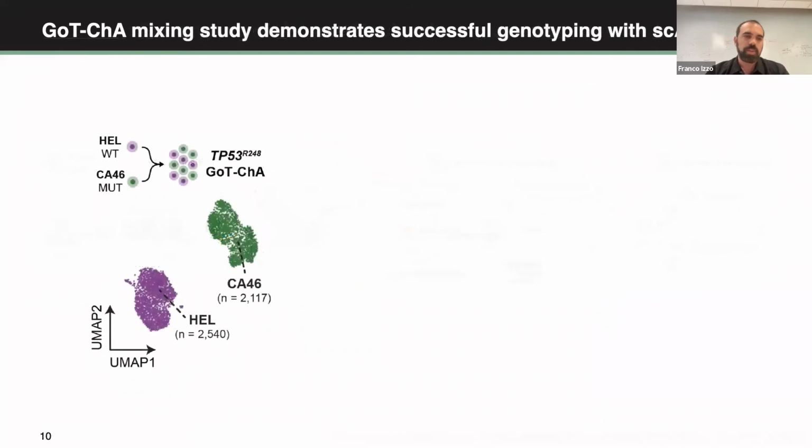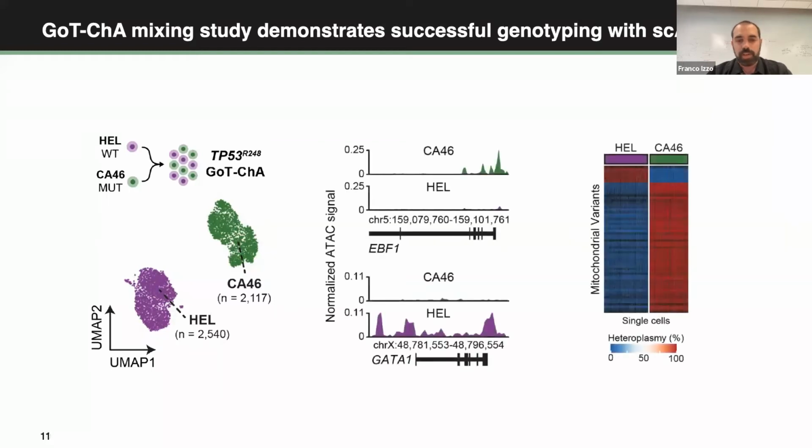So how did we assess the efficiency of this new method? Basically, we performed a cell mixing study using 2 different human cell lines that have distinct genotypes, in this case for the TP53 locus. So we performed a 1-to-1 mixing of the cell lines, and then we performed GoTChA. After performing the experiment, we realized that using the ATAC data alone, we can identify both cell lines confidently, based on canonical cell markers.